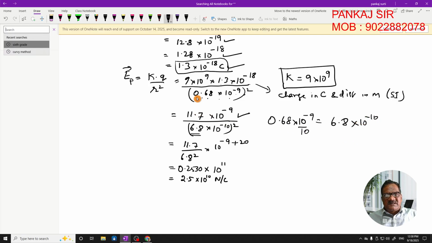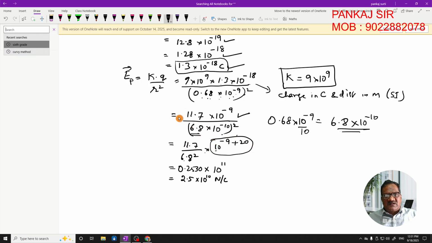So this particular quantity 0.68 into 10 raised to minus 9 can be written as 6.8 into 10 raised to minus 10, and the whole square. Now what I will do is 11.7 divided by 6.8 square, multiplied by the remaining thing in terms of 10 raised to something. So this will be 10 raised to minus 9 in the numerator, and in the denominator it will be 10 raised to minus 10 the whole square, which is 10 raised to minus 20. That minus 20, if I take it up in the numerator, will become plus 20. So 10 raised to minus 9 plus 20 is the factor that I will get in 10 raised to something.